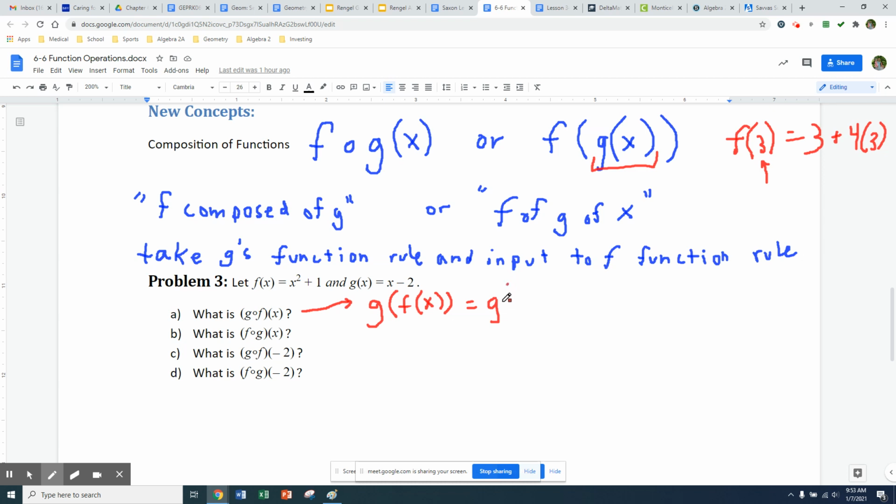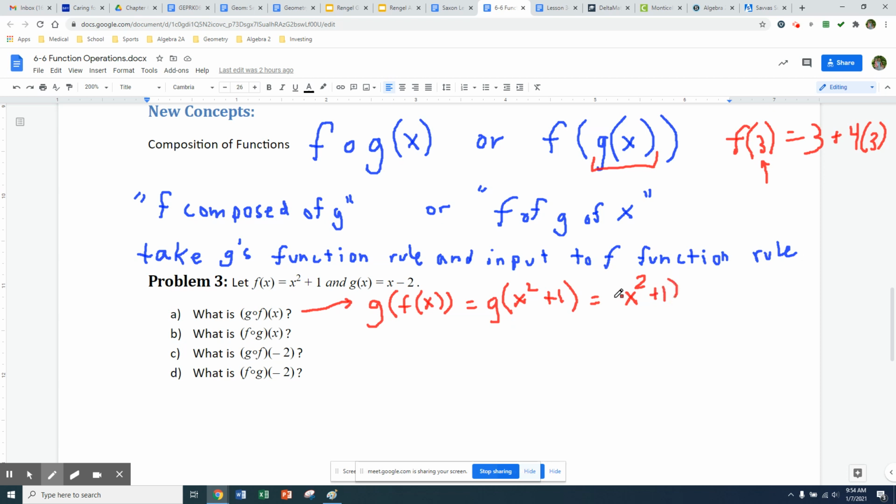Now I simplify that. Negative 2 squared is 4, plus 1 is 5. So that's going to be g now of 5. So now I've applied negative 2 into the f function rule, and I get a result of 5. Now that 5 becomes the input of the g function. So now the g function rule is x minus 2. So g of 5, I'm going to take the x, replace it with a 5, and get my final result, which is 5 minus 2, which is 3.